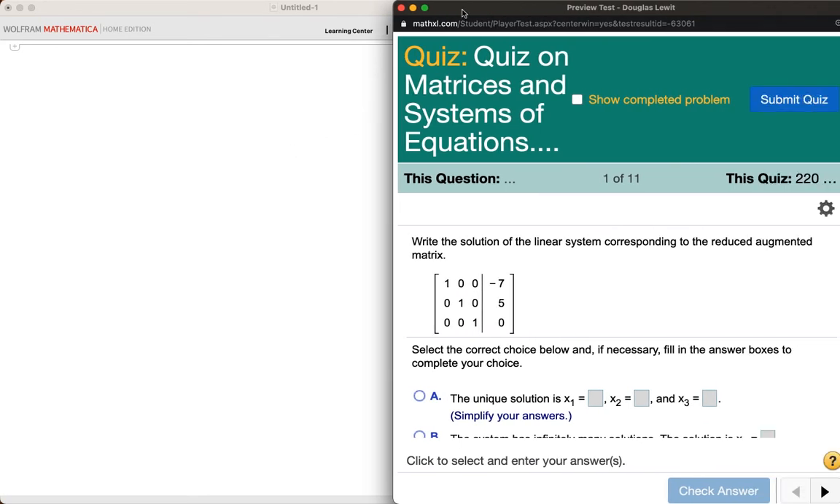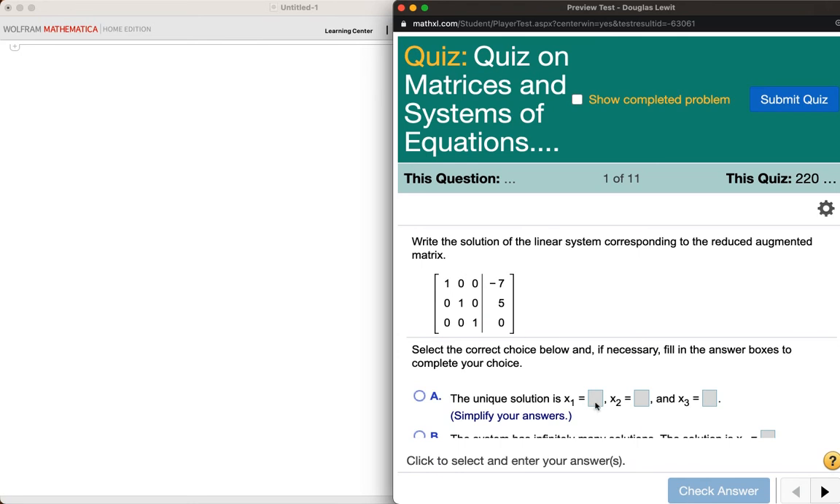Question 1: write the solution of the linear system corresponding to the reduced augmented matrix. This is really, really easy. Everyone should be able to do this. You don't need a calculator, you don't need Mathematica, you just need some common sense. This matrix is already in reduced form, which makes things very convenient. There's not a whole lot going on here.